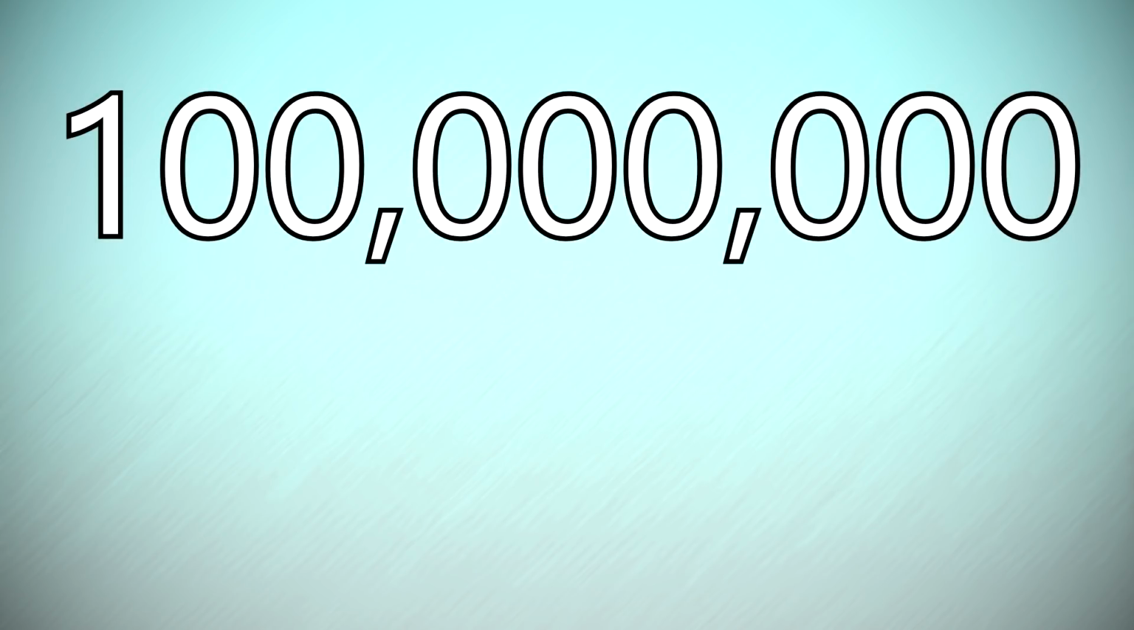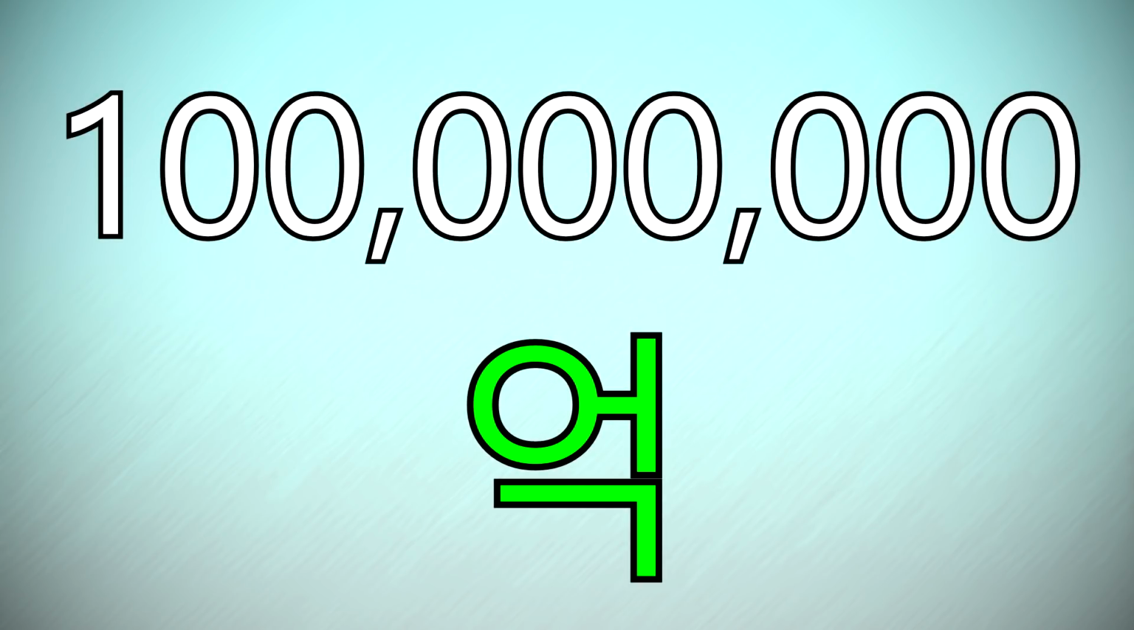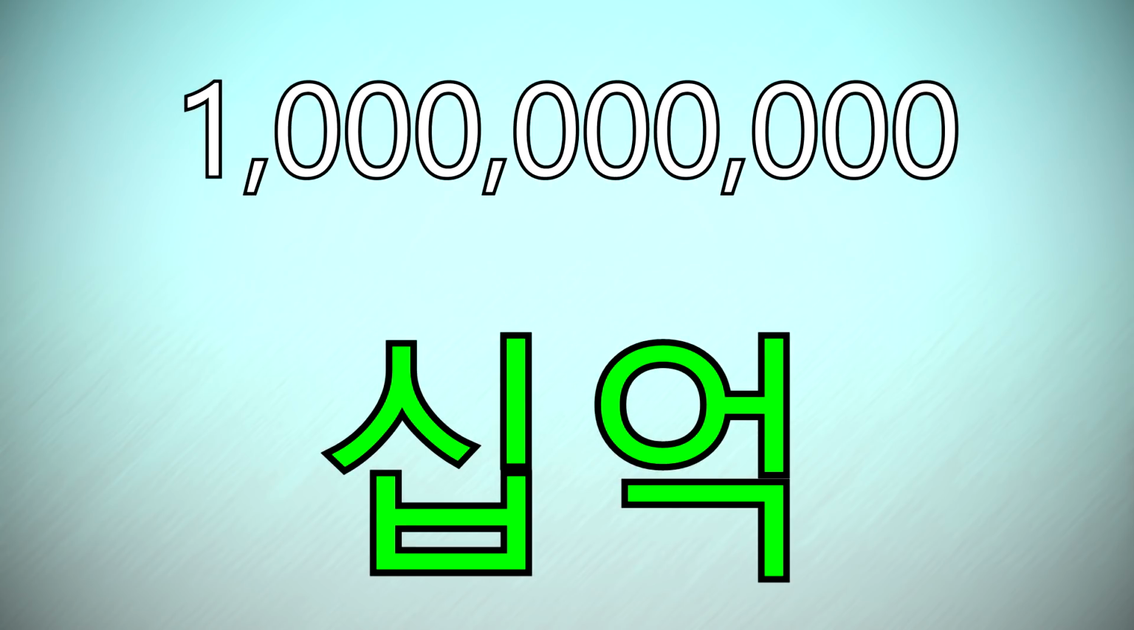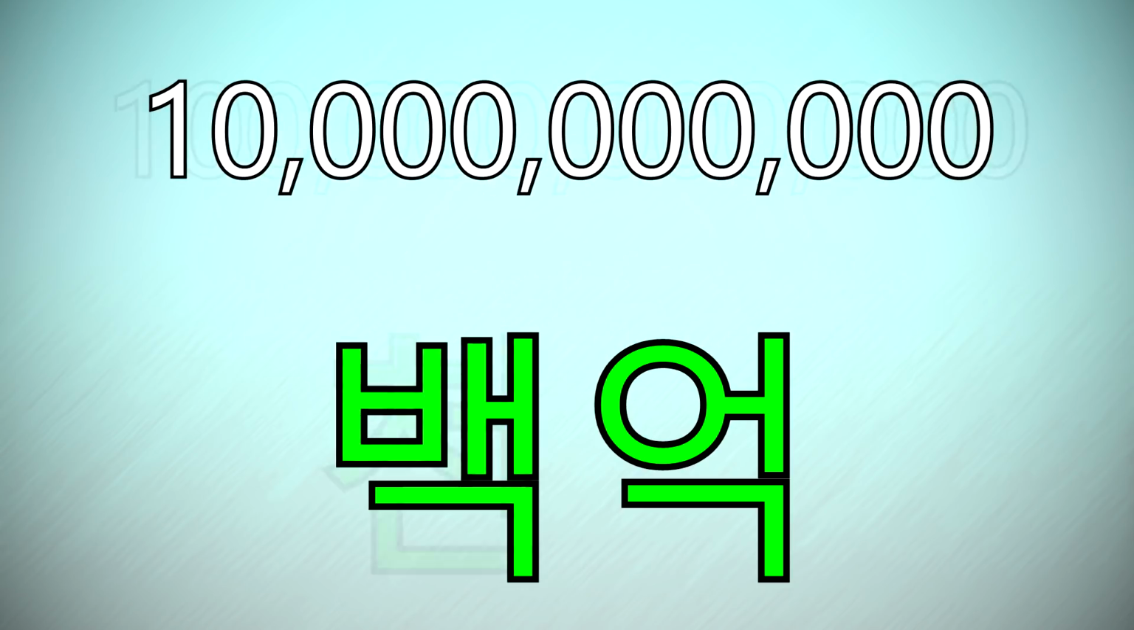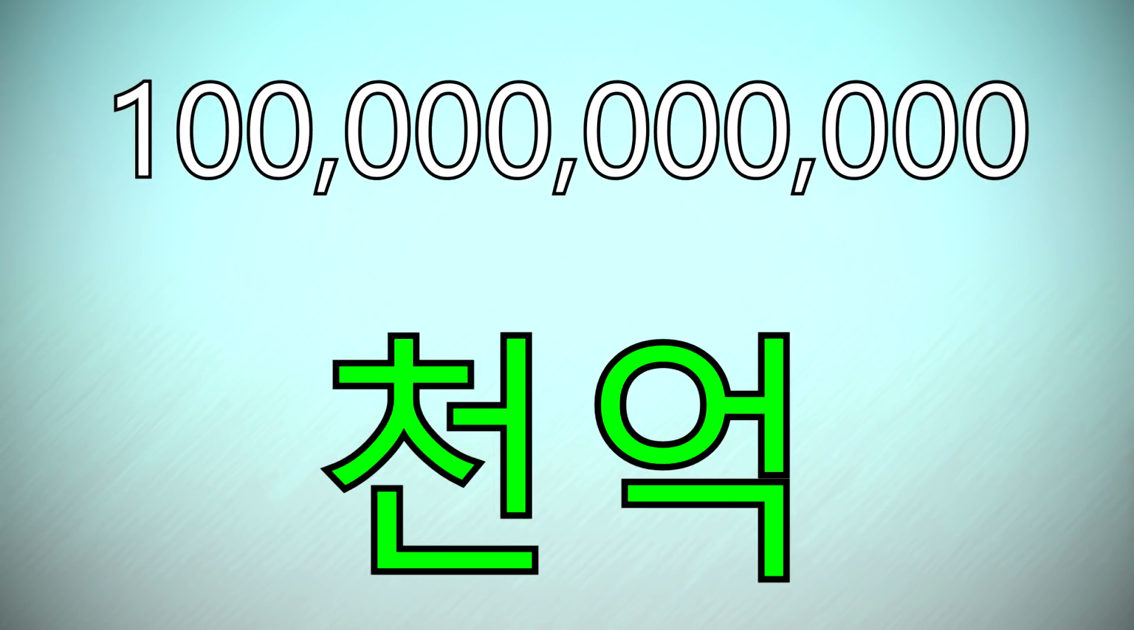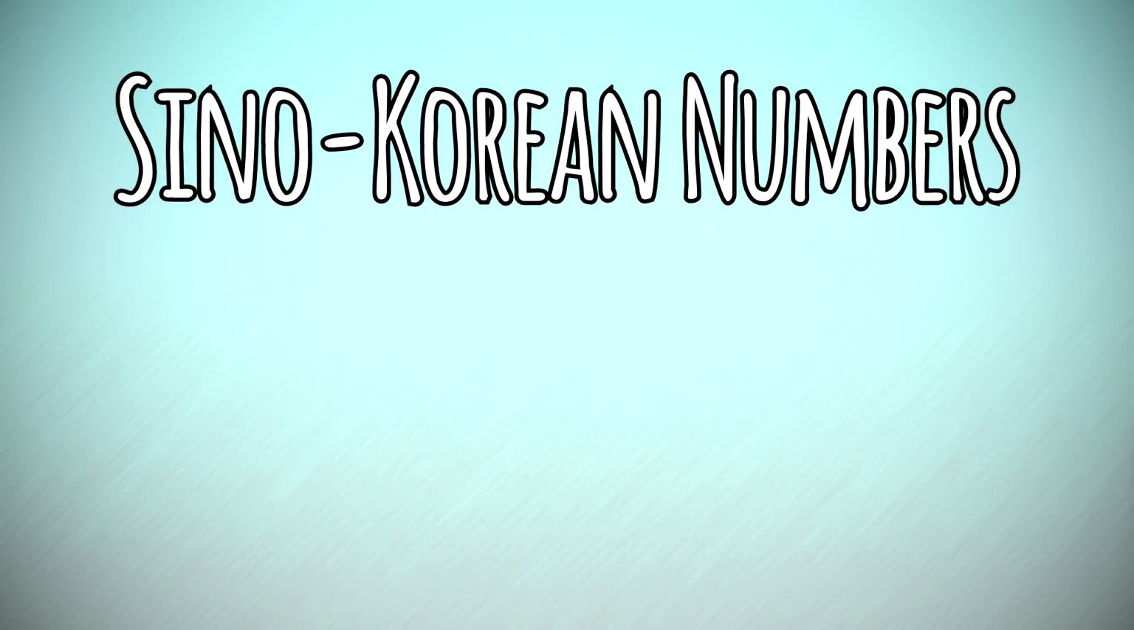Now we can go from 1 to 99,999,999. If you want to go even higher, the next digit is 100 million, and that's 억. And 억 works just like 만, becoming 10억, 100억, and then 1,000억, which is 100 billion. And of course, there are digits for numbers even higher than that. And that's the Sino-Korean number system.